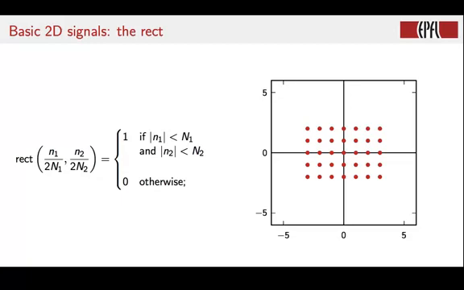The two-dimensional rect signal is defined by two parameters, which we may call the width and the height of the rect. And it is 0 everywhere except in a rectangular region, which is defined by those values of the N1 index that are smaller than capital N1 in magnitude, and those values of the N2 index that are smaller in magnitude than the capital N2. And of course, it looks like this.